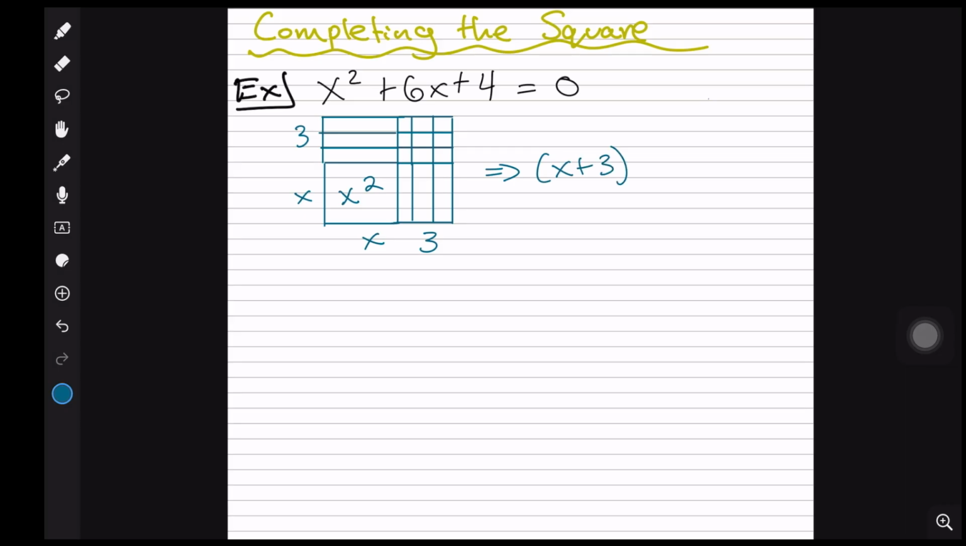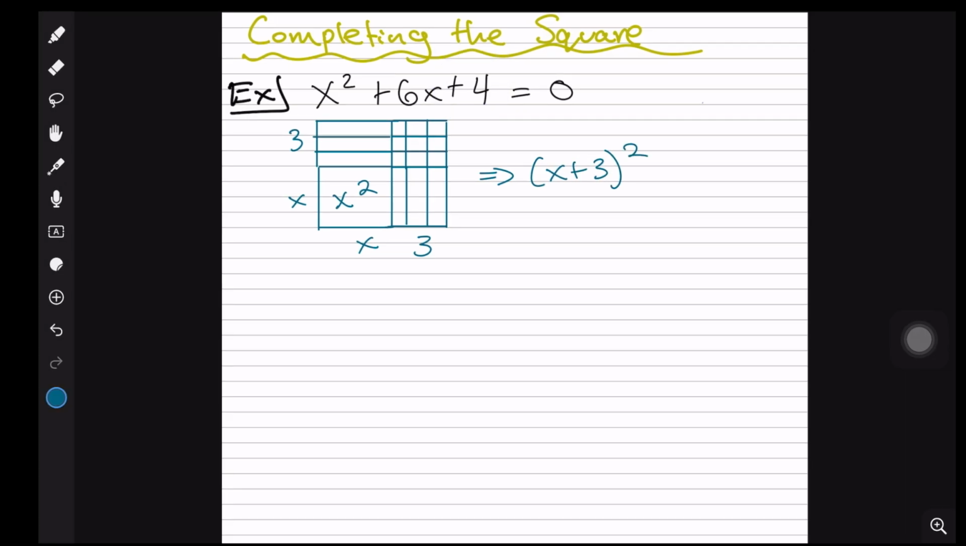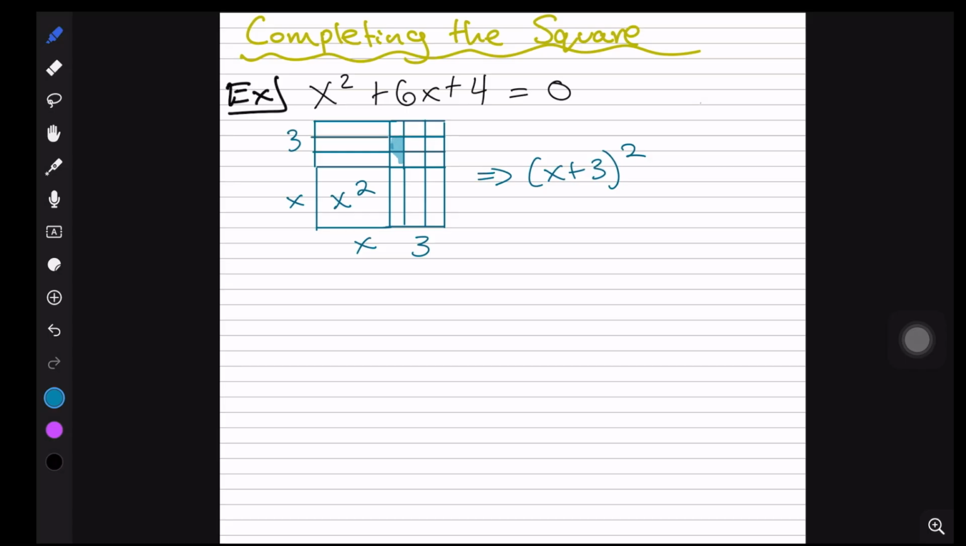And from our original equation, we have a plus 4. So if we highlight 4 of those units, we notice that we're missing 5 units. So when we're completing the square, notice that we have x plus 3 squared. That's going to equal x squared plus 6x plus 4 plus those 5 units that are missing.